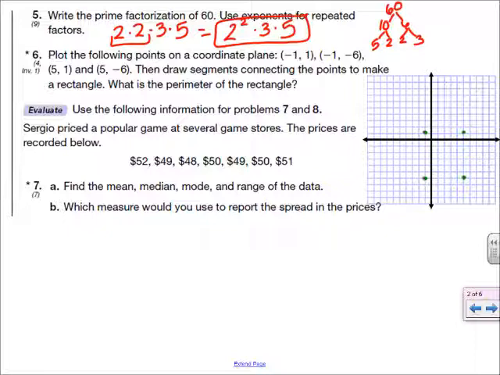Then it says, draw segments connecting the points to form a rectangle. What is the perimeter? So we count the squares to figure out how long each side is. 1, 2, 3, 4, 5, 6. 1, 2, 3, 4, 5, 6, 7. Perimeter is where we add up all the sides. So 6 plus 7 plus 6 plus 7. 6 plus 7 is 13, and 13 and 13 is 26. And then, since we don't know what the units are, we just say units.